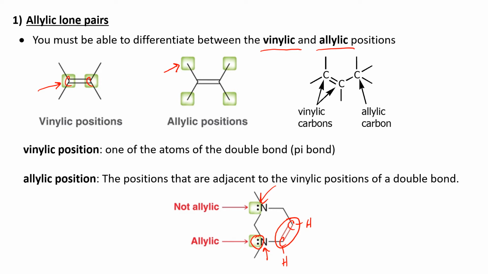A vinylic lone pair would look something like this. If we had a carbon, let's just draw some other groups there. So let's say that's a hydrogen. That could be another carbon. Here's a carbon, carbon. Call that carbon, hydrogen. Call that anything we want. So if we have a lone pair on the atom in the double bond, that's vinylic. If your lone pair is on an atom adjacent to the double bond, that's allylic. So that's the first thing you need to be able to identify: the allylic lone pair of electrons.